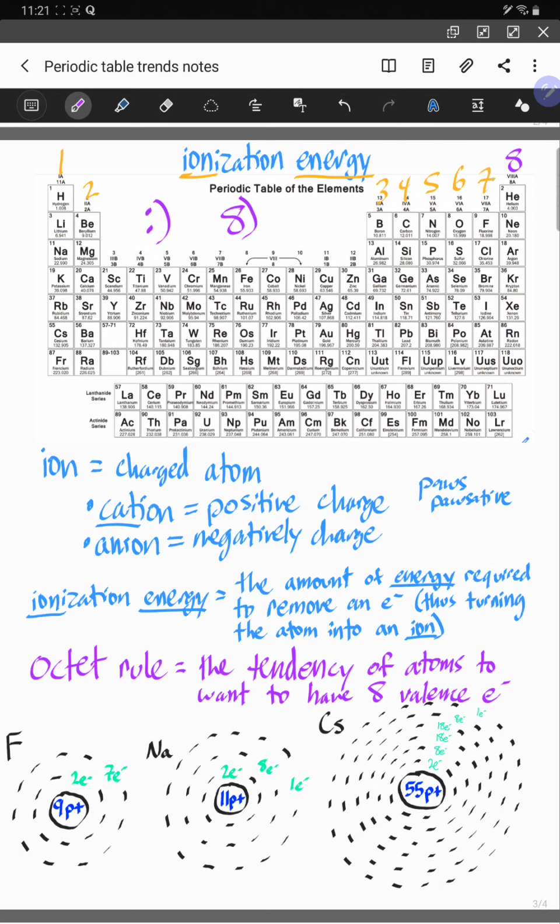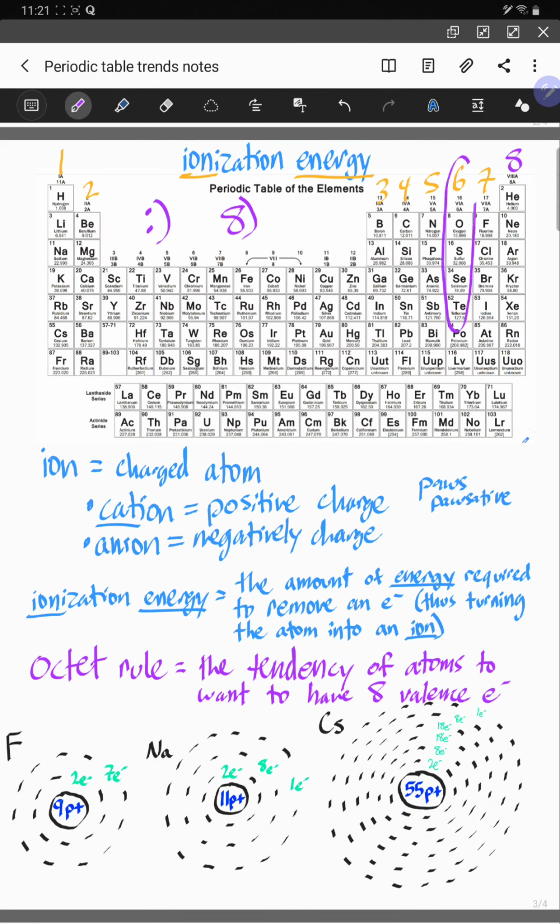These elements here in column 7, we call these the halogens. They have 7 valence electrons. Since they are not quite at 8, some of them might give up. They'll put up a good fight, but they might eventually give up and give away an electron. But it's still really hard to remove an electron from one of these.